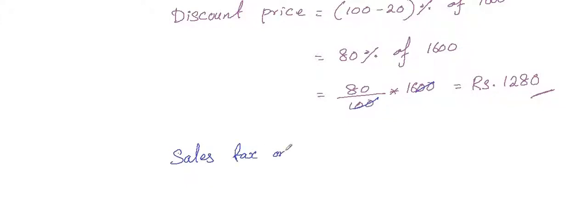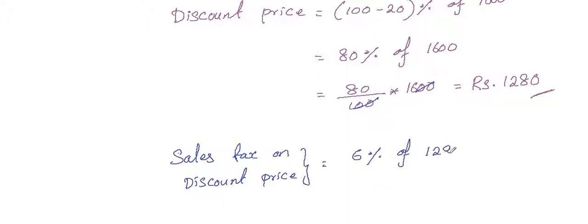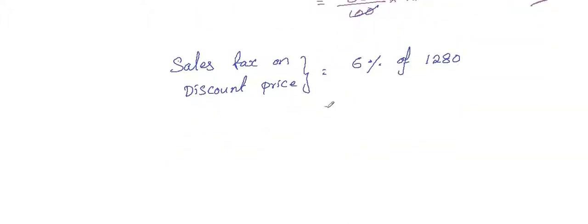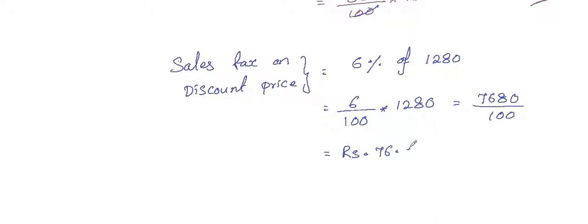Now find the sales tax on discount price. Which is 6% of 1280. So 6 by 100 into 1280. If you simplify this, we'll get 7680 by 100, which is 76 rupees and 80 paise.